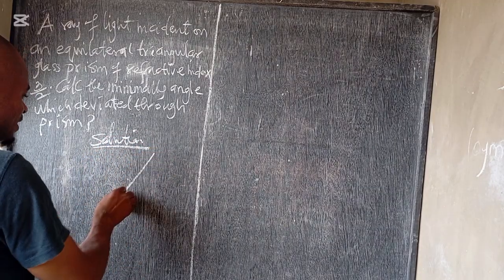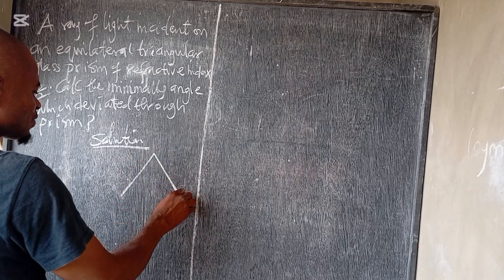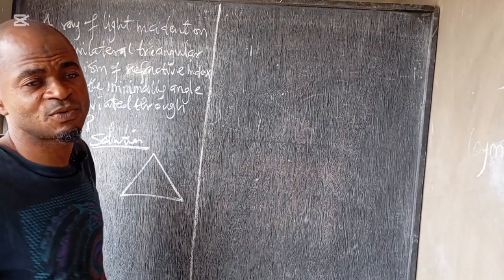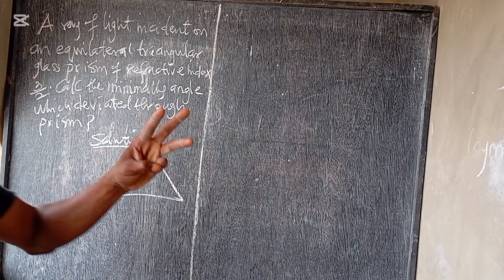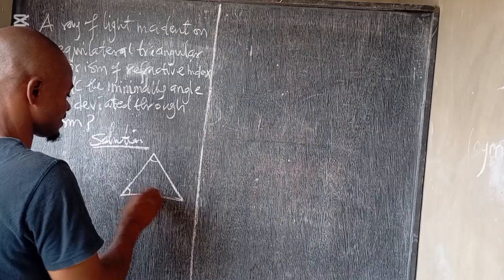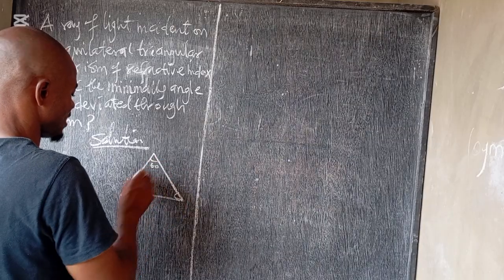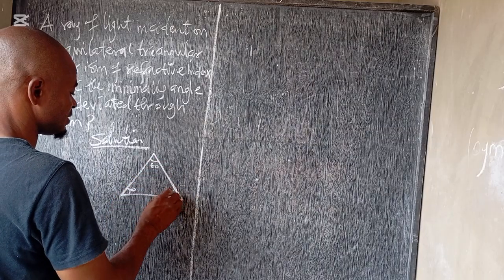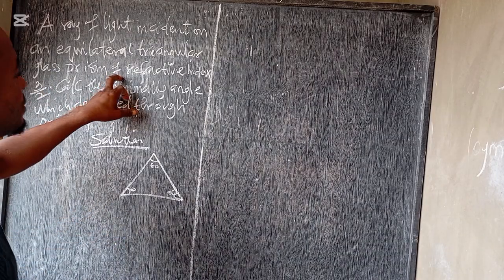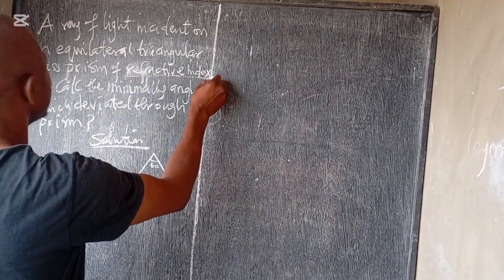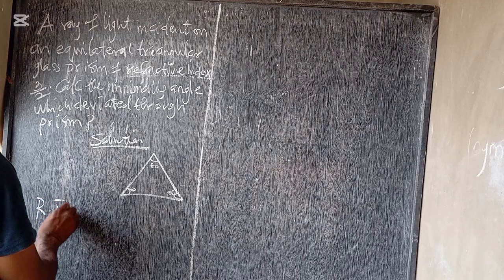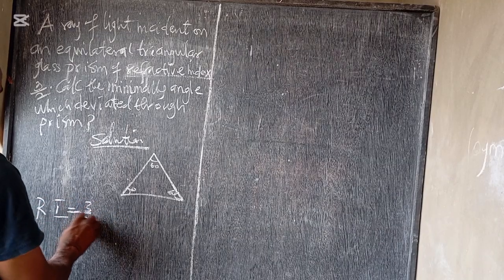When we say something is an equilateral triangle, in mathematics, equilateral simply means the three angles are equal. Simply means that it has 60-60-60 degree angles. An equilateral triangular prism of refractive index 3/2 simply means that I have the refractive index equal to 3/2.